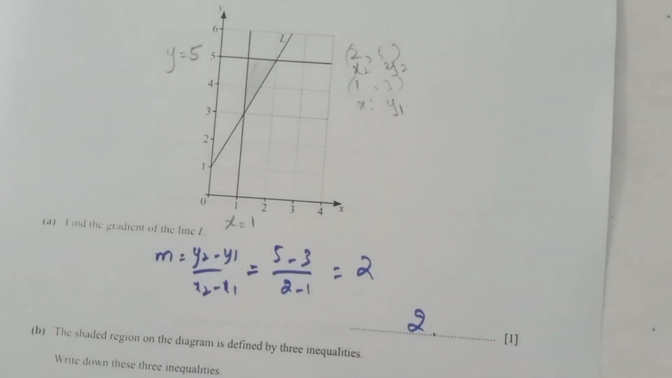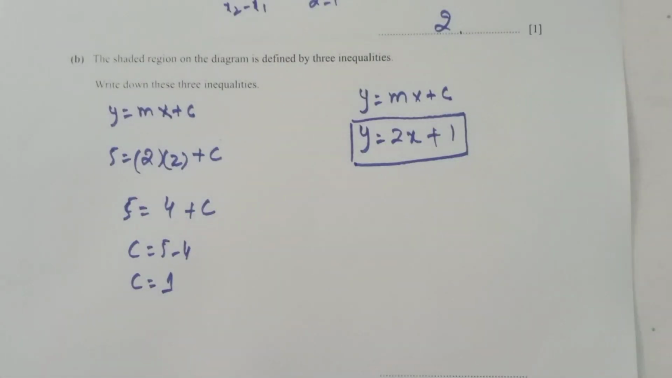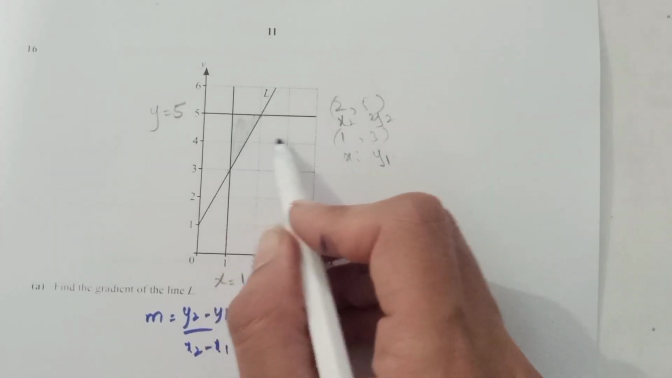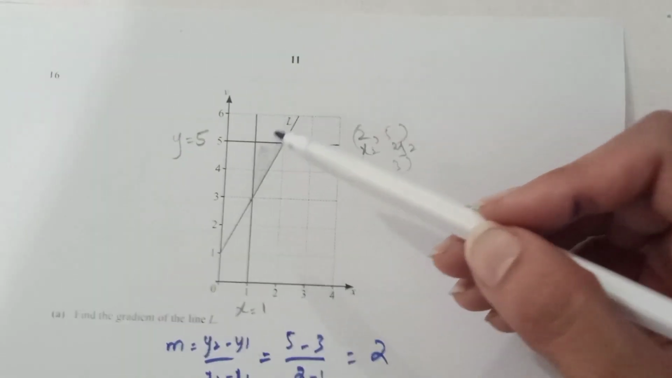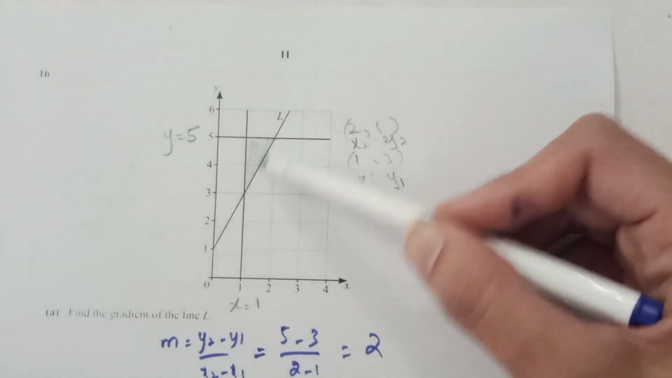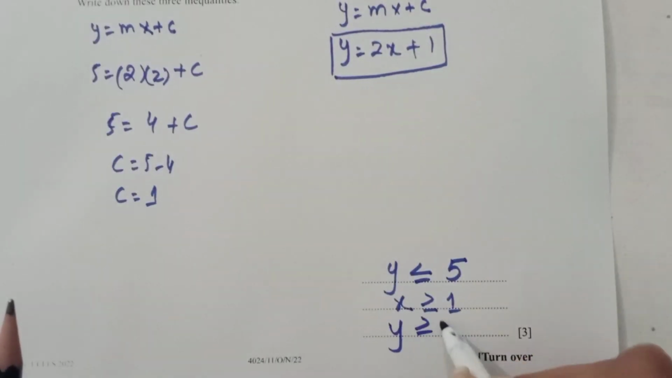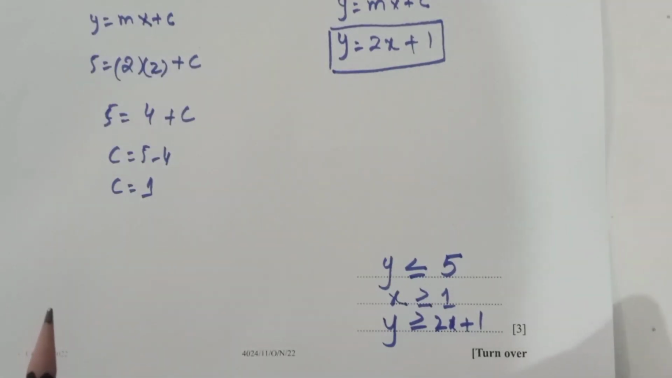Now we have to write the inequalities. We see that the region lies below, that's why this inequality becomes y is less than or equal to 5. We see that the x values are greater in the forward position, that's why we have to write x is greater than or equal to 1. Now for the third line, line L, we see that the region lies in the upward direction, which means greater than. Now we have to write y is greater than or equal to 2x plus 1. Now students, this question is also solved. We write the inequalities.